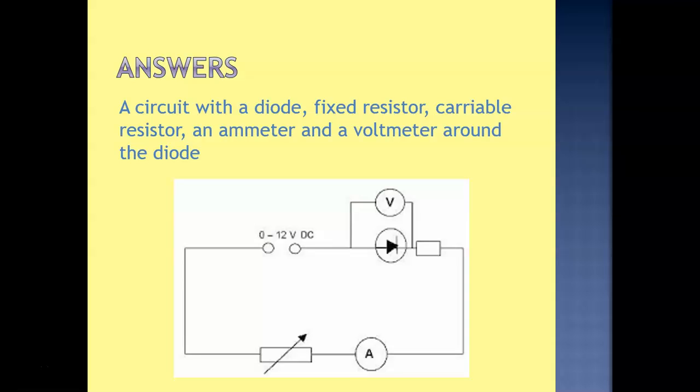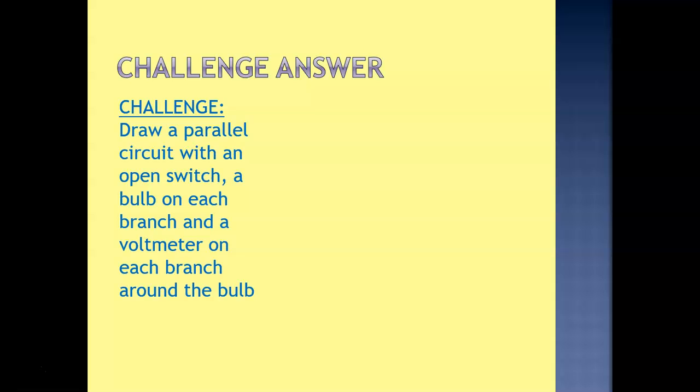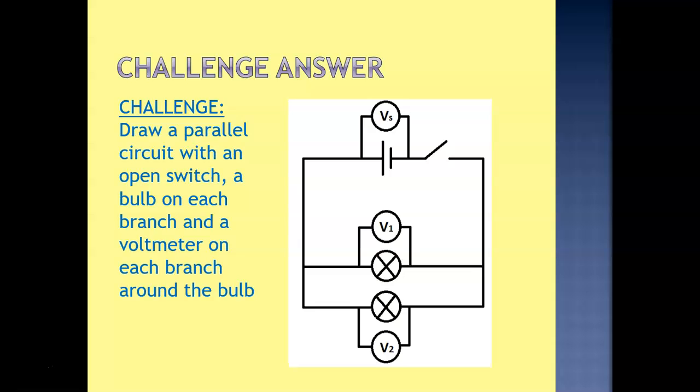Circuit with a diode, variable resistor, ammeter and voltmeter around the diode. Looks like that. Again, pause the video to make sure you've got these correct. Put your voltmeter around the diode, variable resistor there. And your challenge answer, a parallel circuit with an open switch, a bulb on each branch and a voltmeter on each branch around the bulb would look like that. Doesn't matter if you've got 2, 3, 4 bulbs, it needs to repeat in the same pattern.